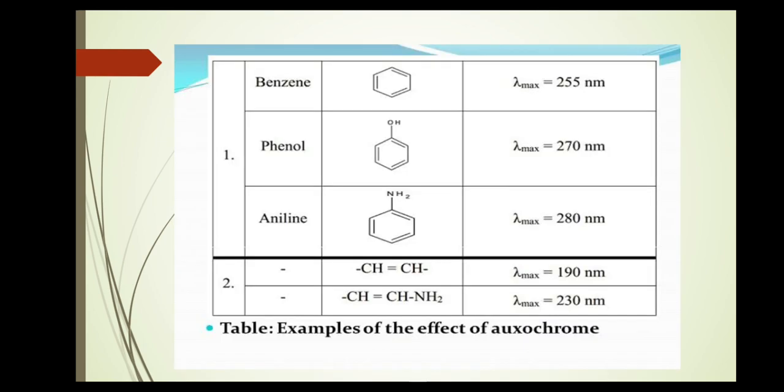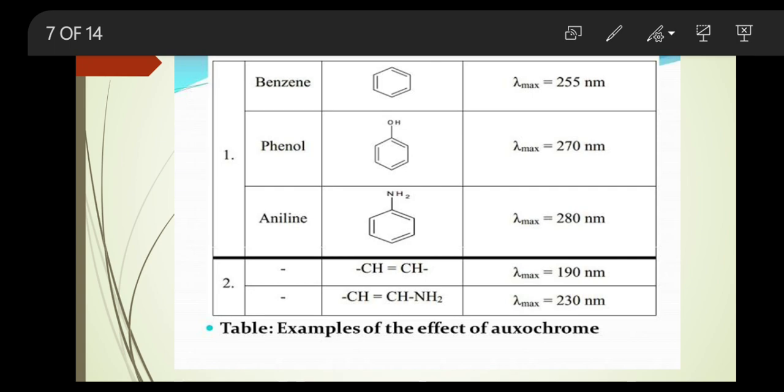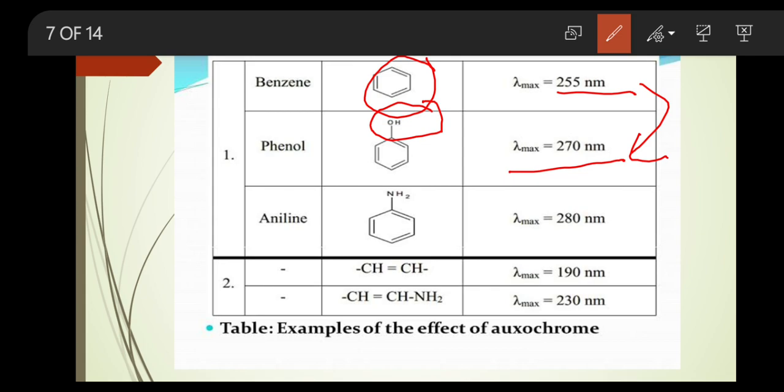And here see the example, the benzene lambda maximum is 255 nanometers. Whenever we are adding an OH group to benzene, that means whenever we are adding an auxochrome OH, then the lambda maximum is increasing from 255 to 270. So this is 255, this is only benzene, that means only chromophore.